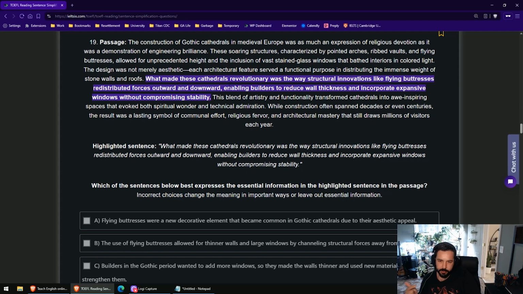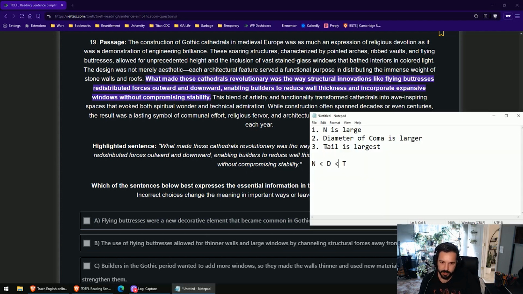What made these cathedrals revolutionary was the way structural innovations like flying buttresses redistributed forces outward and downward, enabling builders to reduce wall thickness and incorporate expansive windows without compromising stability.